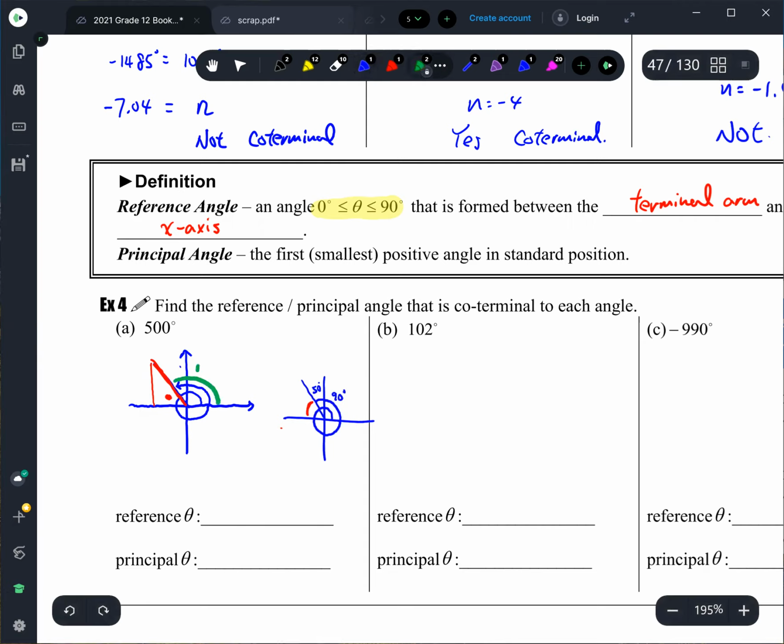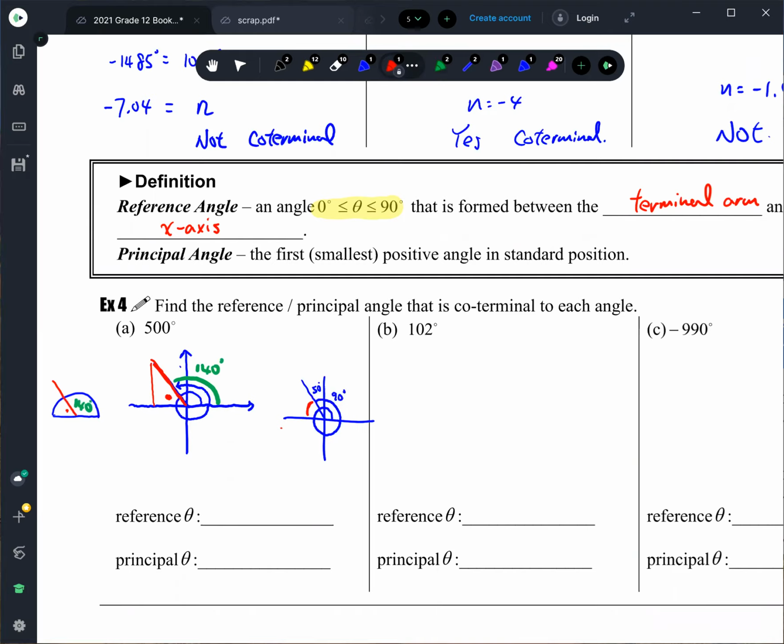This part is 140. So you can take half a circle, right? Half a circle, the terminal arm is here. This part is 140. So the other part, that's the reference angle. So 180 take away 140. That also works too. So you don't have to break down into 90 and 50, okay? It's more work that way.